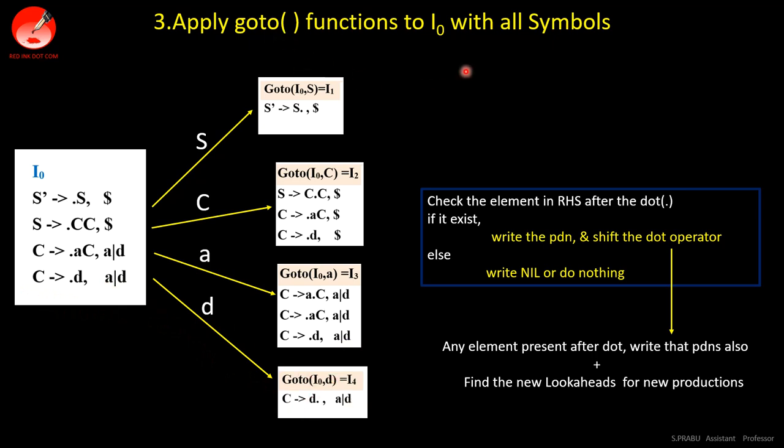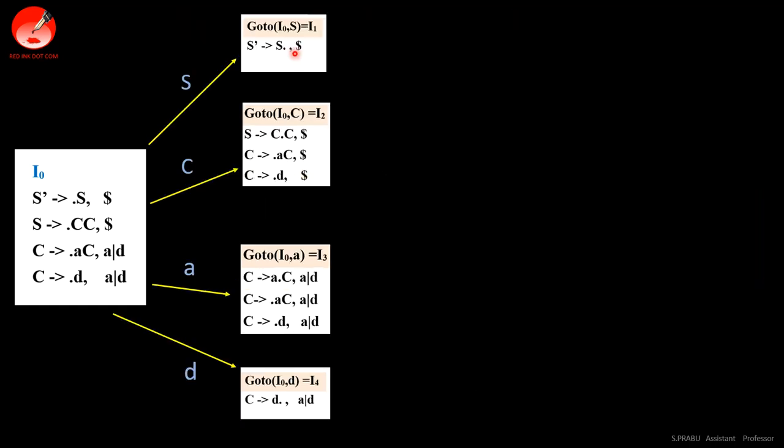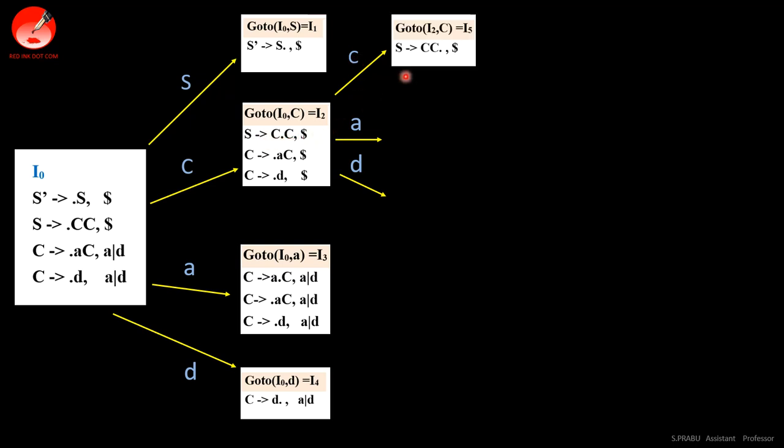So goto functions for I0 with all the symbols are over. This process can be continued in the resultant sets also. This is the end state, so if you apply goto functions for any symbols, it becomes nil. So I am going to state number 2. In this case, there is no capital S after the dot symbol, so I apply capital C, a and d only. When I apply capital C, these rules become S tends to CC dot and add the dollar symbol. When I apply small a, these rules become C tends to a dot C and dollar symbol.